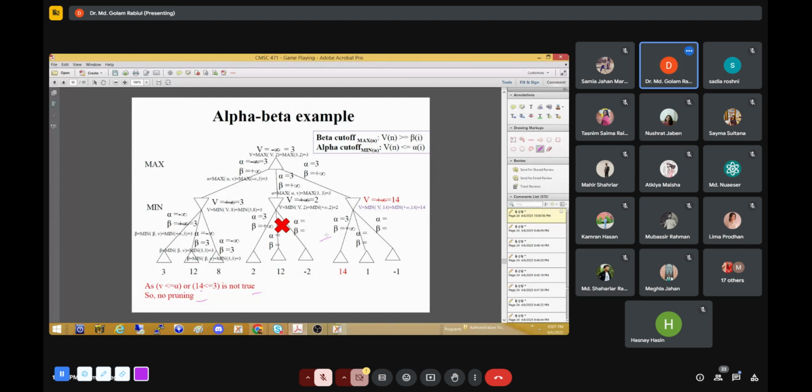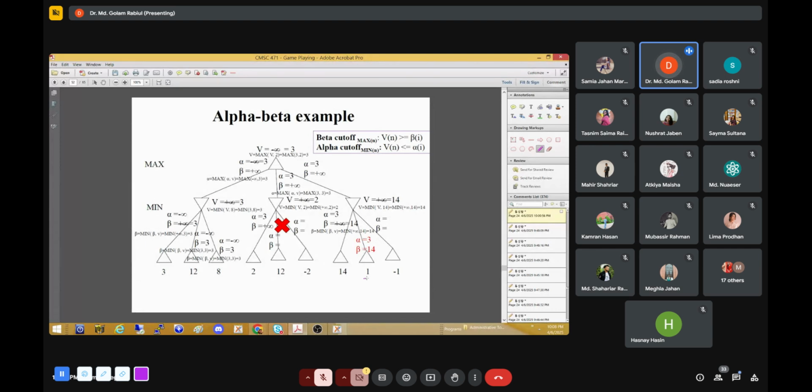Okay, so if it is not possible to prune, then we have to update the beta, again using the minimization principle. So here the minimum of existing beta and new V. So existing beta is infinite, new V is 14. So that means beta will be 14 in that case. Okay, alpha is 3 and beta is 14. So we have to pass this value to the next branch here. Alpha 3, beta 14.